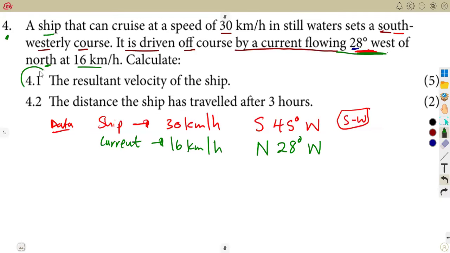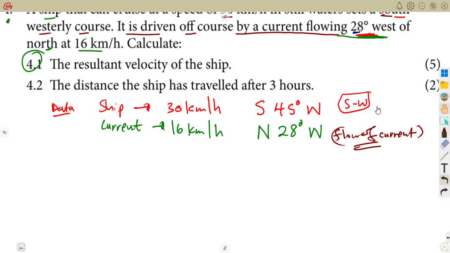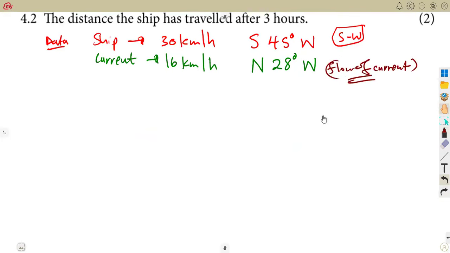So the question was to calculate what? The resultant velocity of the ship. This one, it is maintained. This is the flow of the current. The original flow of current as it is, the direction as it is. There's nothing that has changed. It is not from here. That is its direction. So what it means, guys, is that you are simply going to have this as they are.